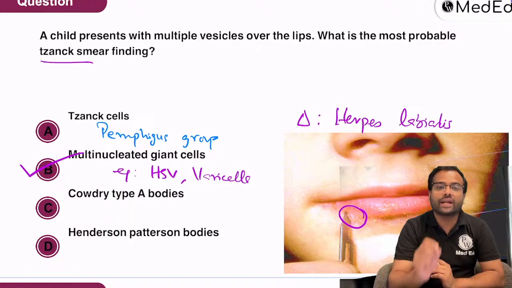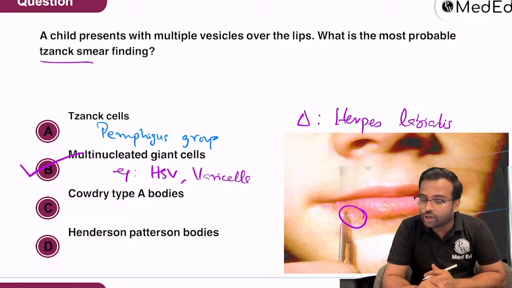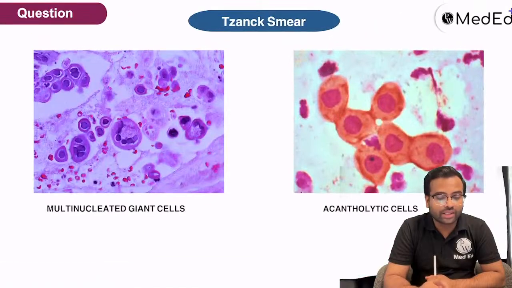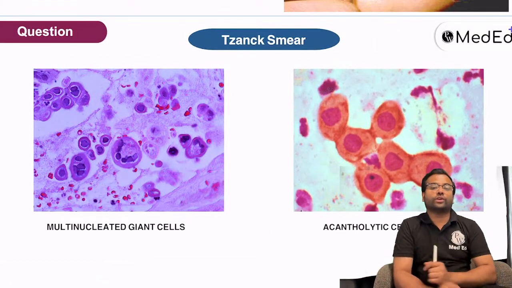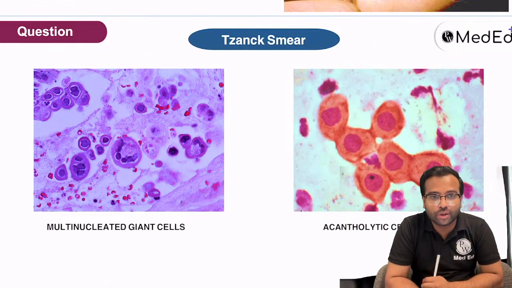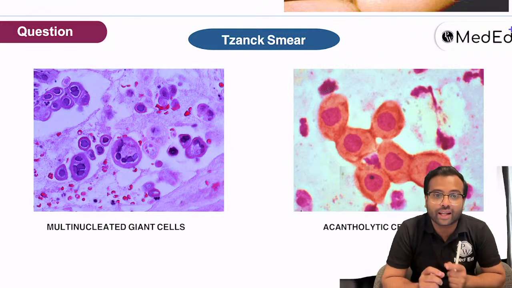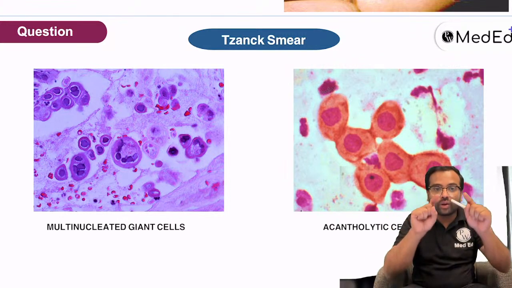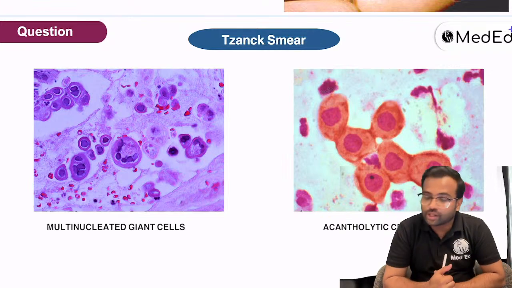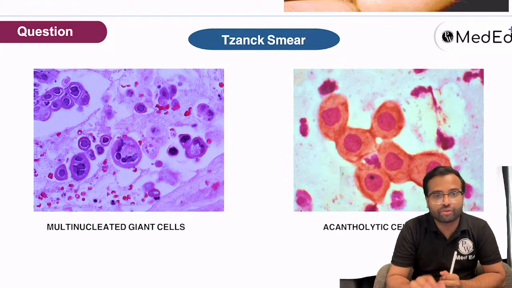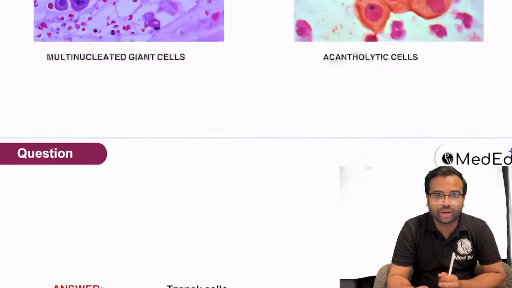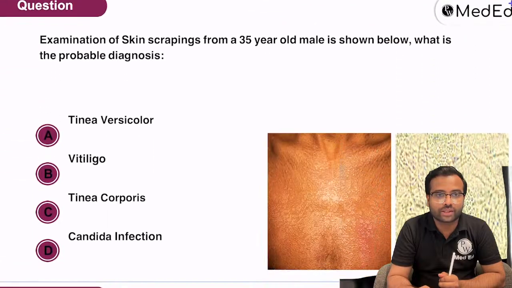So here the right answer was multinucleated giant cells. Super. Excellent. So these are some of the images for you. The first image is showing you multinucleated giant cells, and the second image is showing you acantholytic cells. You can see rounded cells with a large nucleus. So those are seen in the pemphigus group of diseases. Clear? So now let's move to the next question.